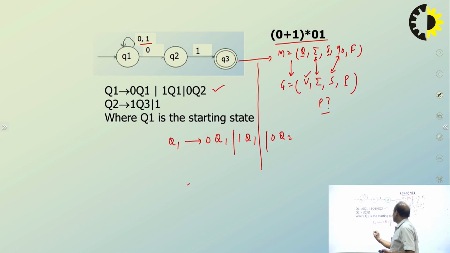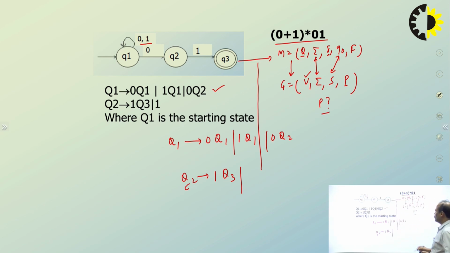What about Q2? If you look at here, Q2 goes to 1 Q3, but you remember Q3 is also a final state. So just write down 1 only, no state attachment, right? So this Q2 is having 1 Q3, and since the destination is final, just add 1 also. There is no transition from Q3, so leave it as it is.